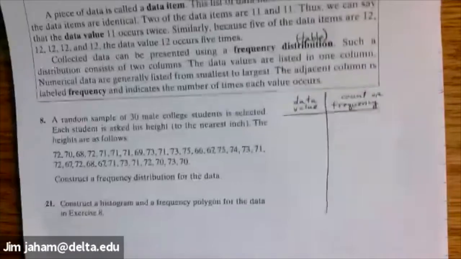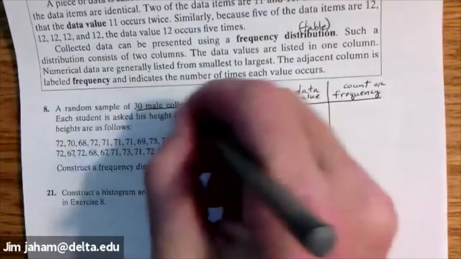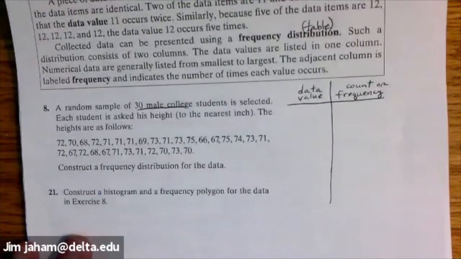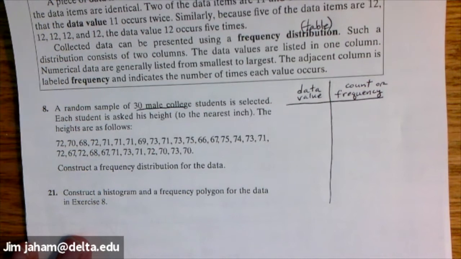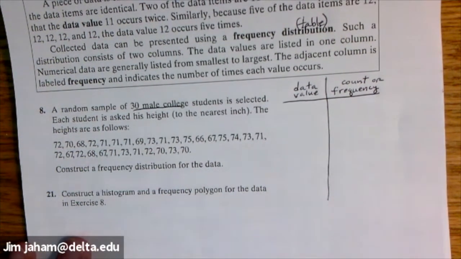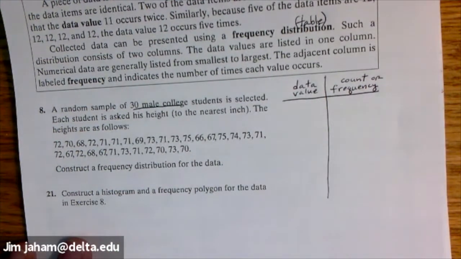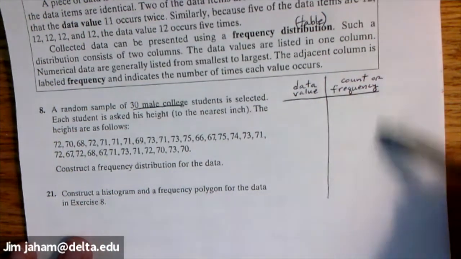So let's take a look at what this would look like in a group of 30 male college students. They asked them, how tall are you to the nearest inch? They could also measure them. And here it says construct a frequency distribution for this data. So when they say something like this, they want you to generate this table.